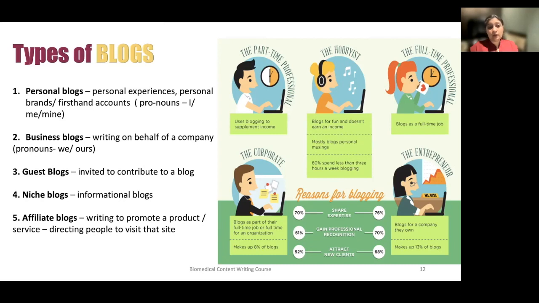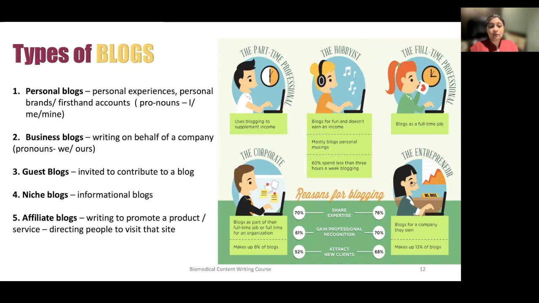Business blogs, where you're writing on behalf of a company and the pronouns you would use are we or ours. Supposing you are a scientist working for a large research company and you are representing that research company and describing your latest projects and the advances that you've made.